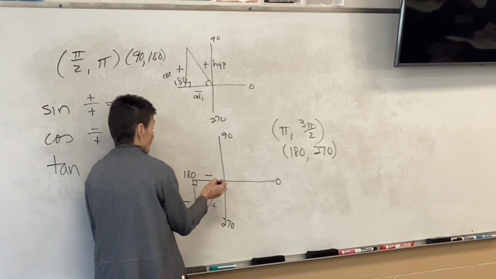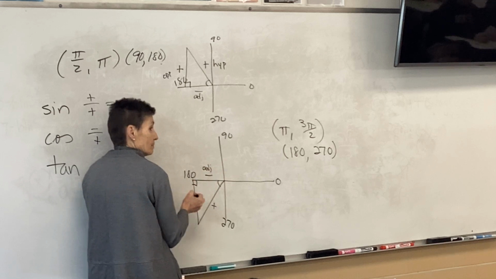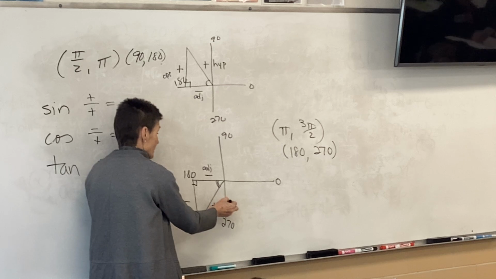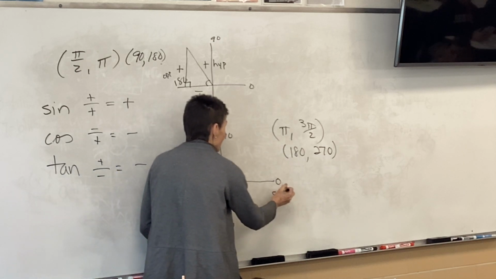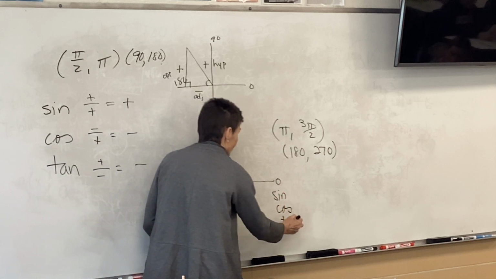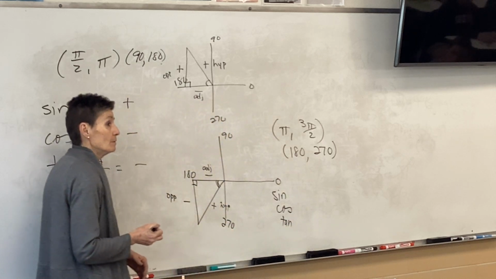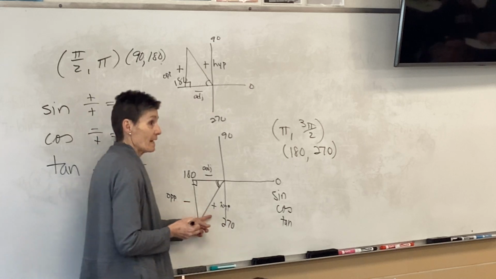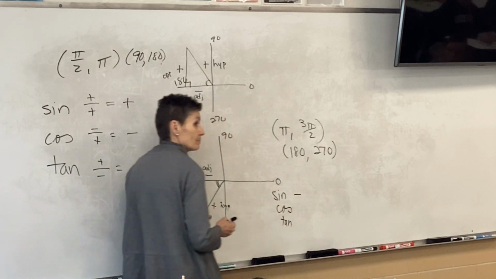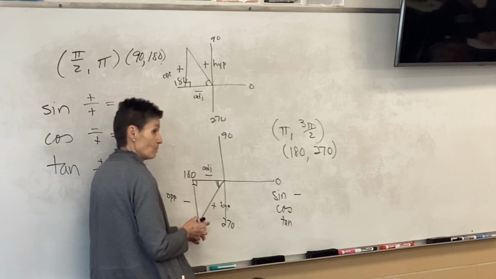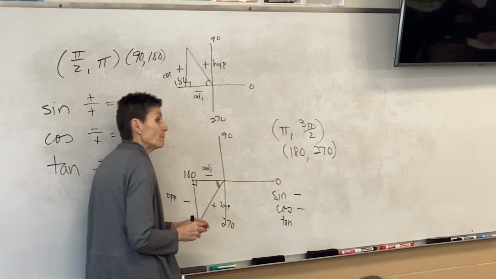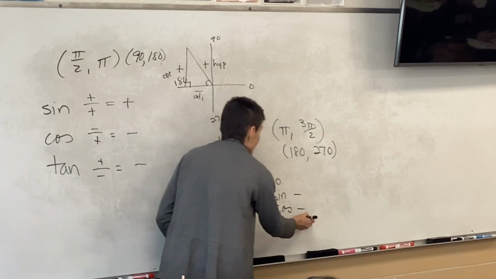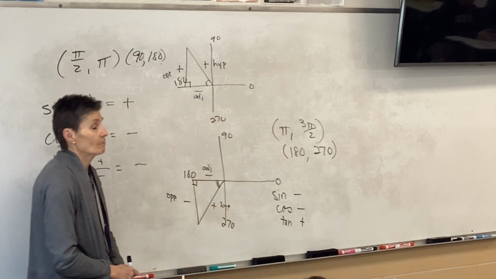So, this side would be adjacent. This side would be opposite. Remember, there's your angle. And this is the hypotenuse. So tell me about the sign. Oh, that means negative, right? No, they're not all going to be negative. Sine will be negative. And cosine will be negative. But what happens with the tangent? Oh, there's two negatives, so that one's going to be positive.